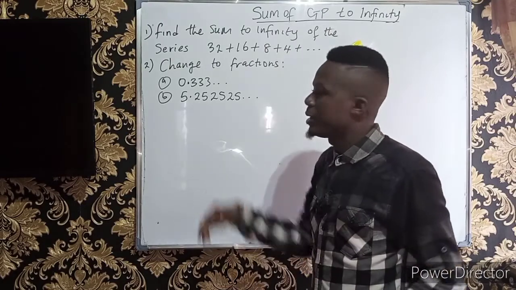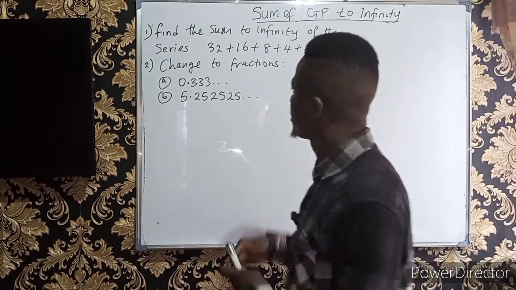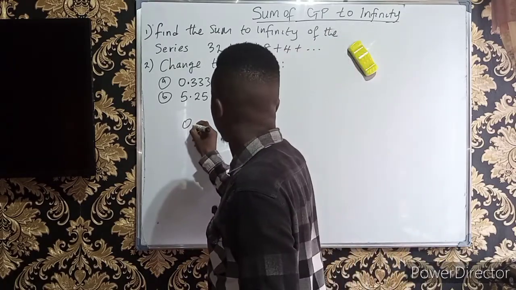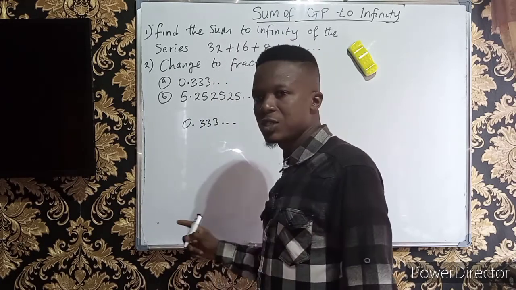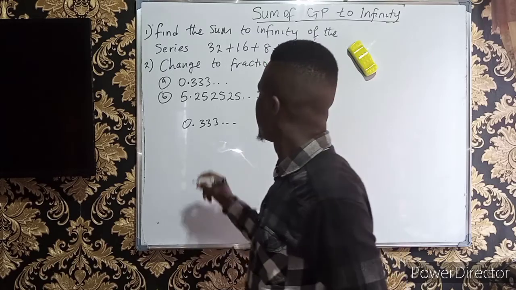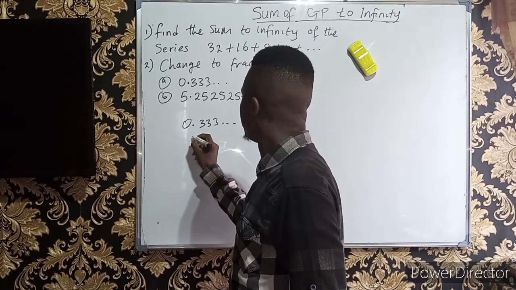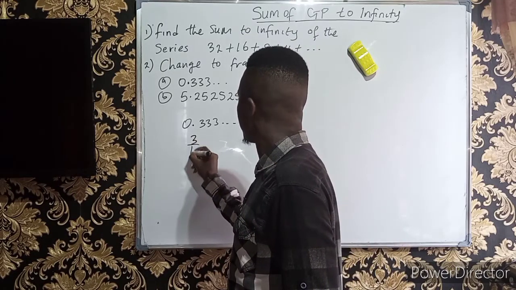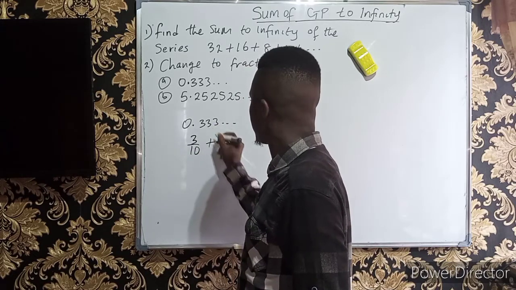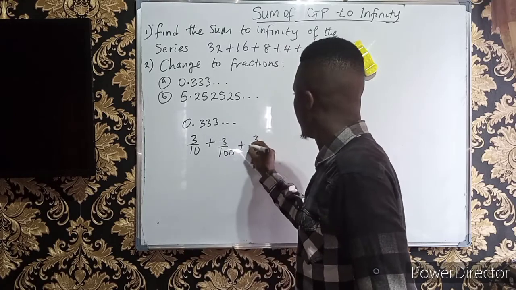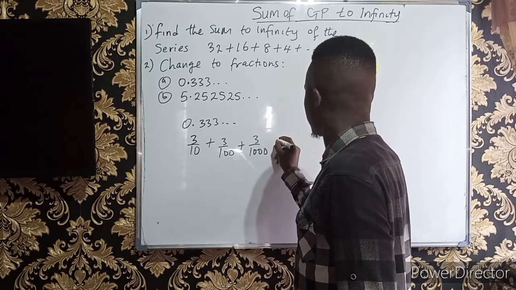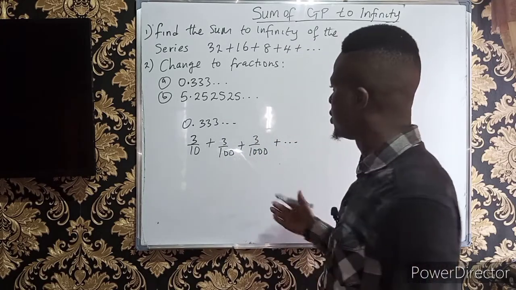For number 2, we are asked to change to fractions 0.333 etc. This dot dot dot shows that it's recurring. This can be seen as 0.3, which is 3 over 10, plus the other 3, which will be 3 over 100, plus the next 3, which will be 3 over 1000, etc. That is how it continues.